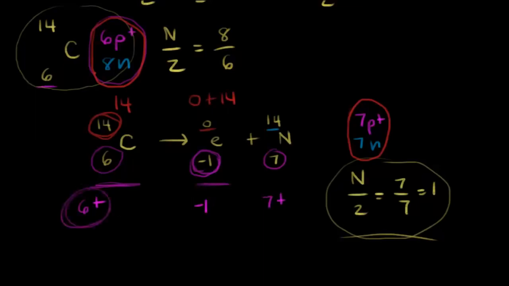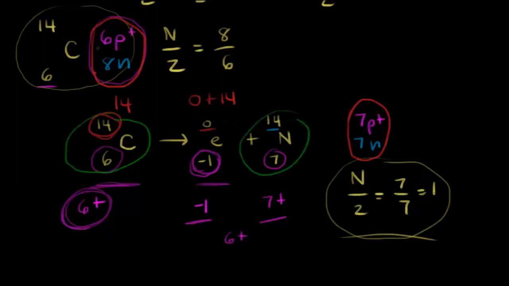We have 6 positive charges on the left side. On the right side, we have 1 negative charge and 7 positive charges. So negative 1 and 7 give us plus 6, right? So we have plus 6. So nucleons are conserved, and charge is conserved in a nuclear equation. And notice what happened here. We changed the identity. We went from carbon to nitrogen because we changed the number of protons. We went from 6 protons to 7 protons. And so that's the idea of transmutation, so changing one element into another element.